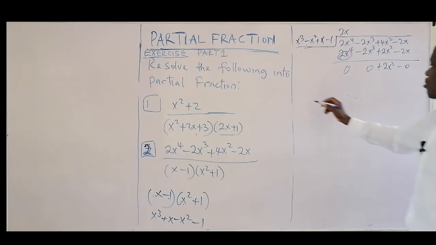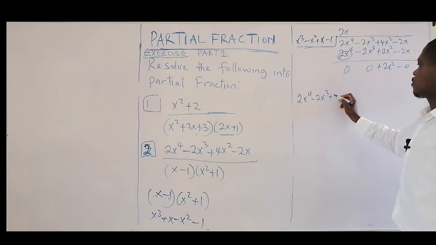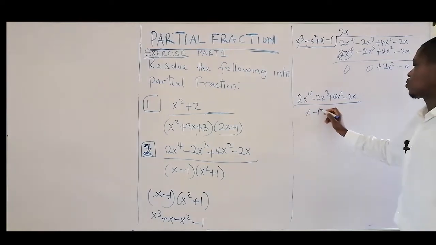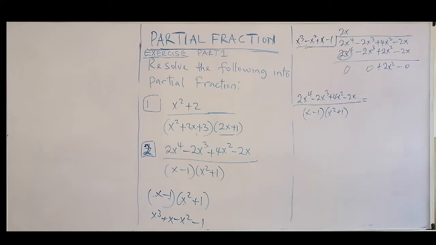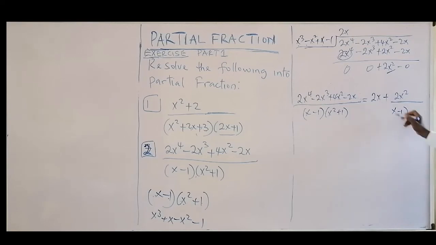Okay, so our fraction will now become 2x^4 minus 2x^3 plus 4x^2 minus 2x all over (x minus 1) into (x^2 plus 1). And that's equal to the quotient, which is 2x, plus the remainder here, 2x^2 over the divisor, which is the same thing as this, (x minus 1) into (x^2 plus 1). So this is what we have.